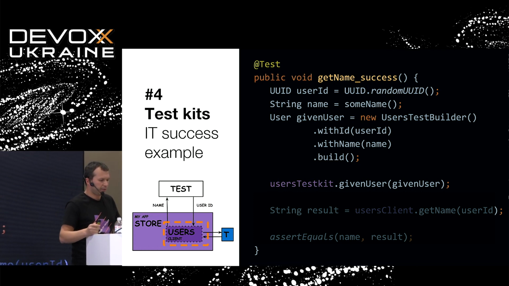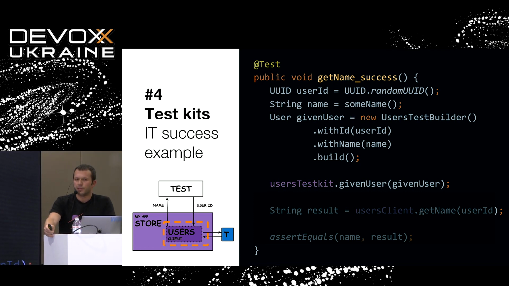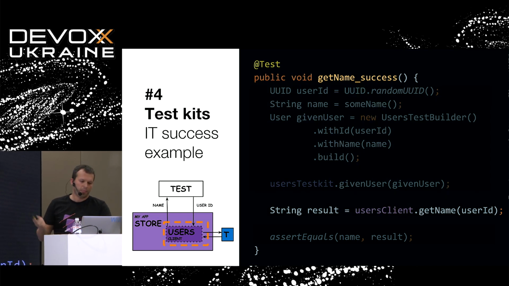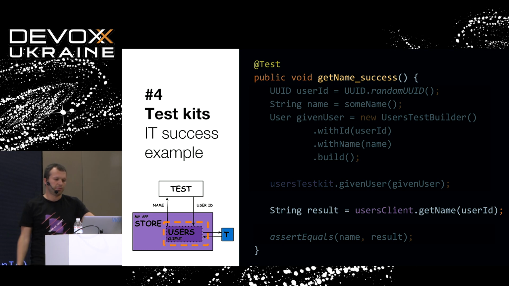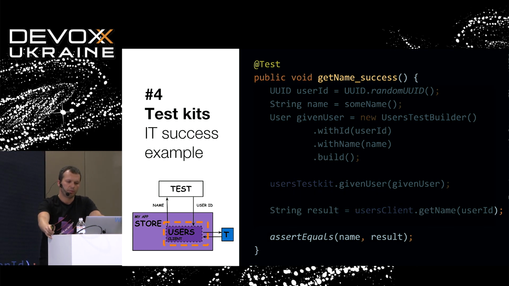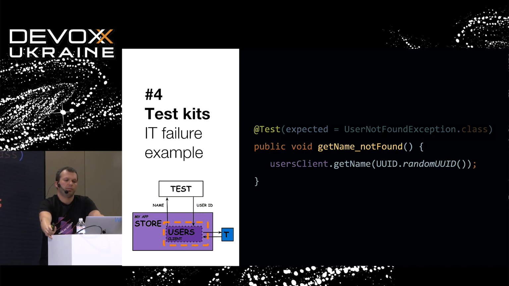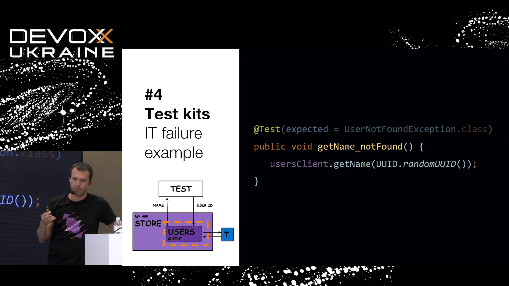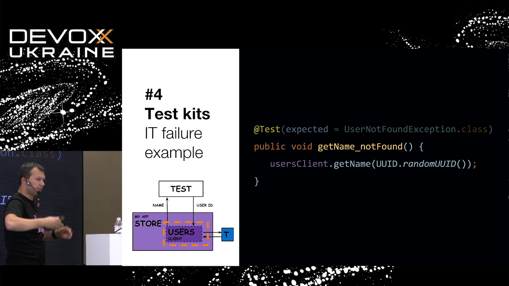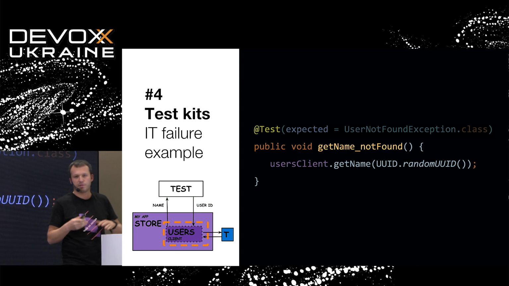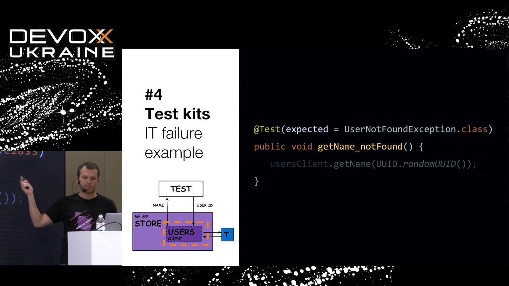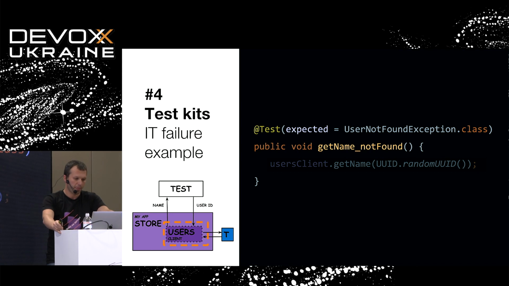The integration test, IT, looks very similar. So we set it up. We execute the code. We do the assertion. Now, for the not found part, for the not found user, we don't even have to set it up, because the test kit already knows how to behave when there is no such user. So we just run the code, and we expect to get the exception.